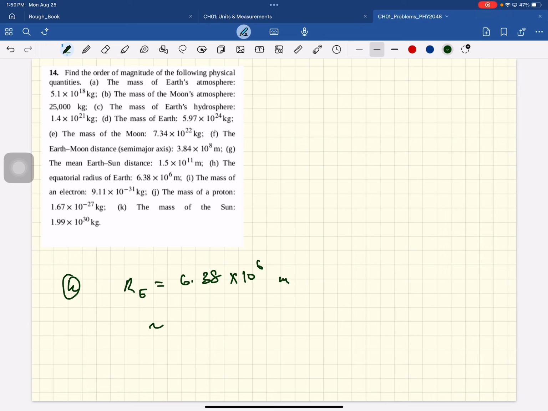We'll do a quick calculation and then I'll show you the accurate way of doing it. This is rounded to the closest power of 10. That would be 10 to the 7 meters. So the order of magnitude is 7. This is sort of easy, but okay.